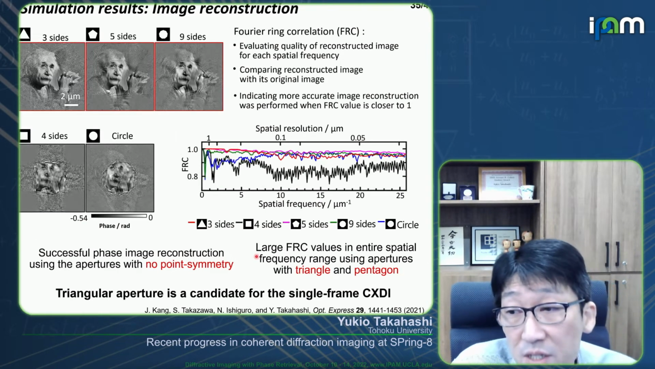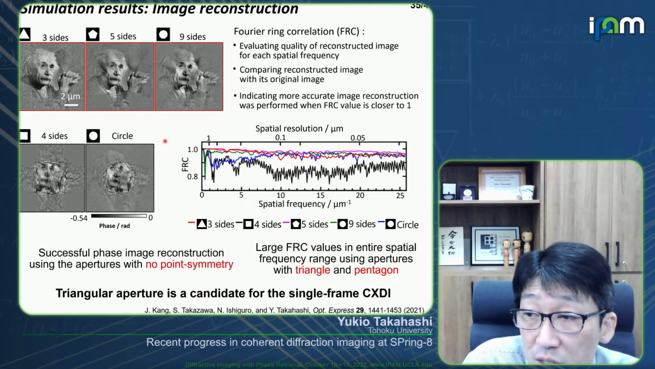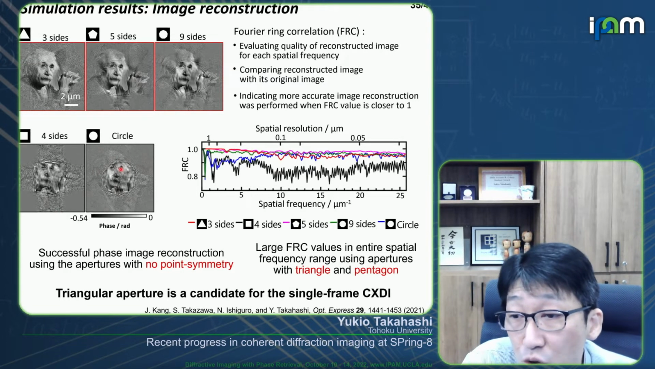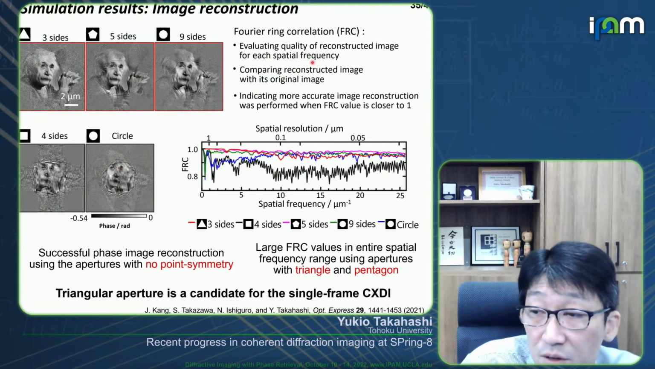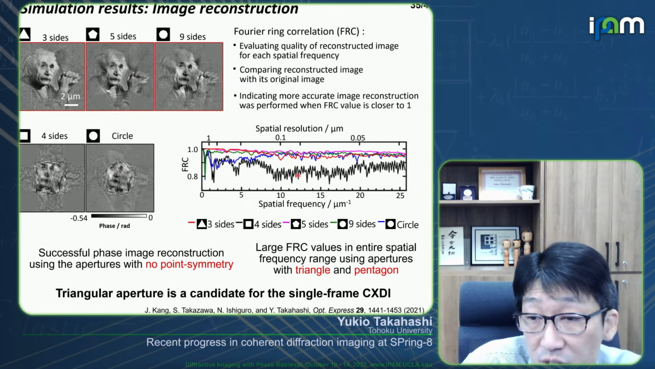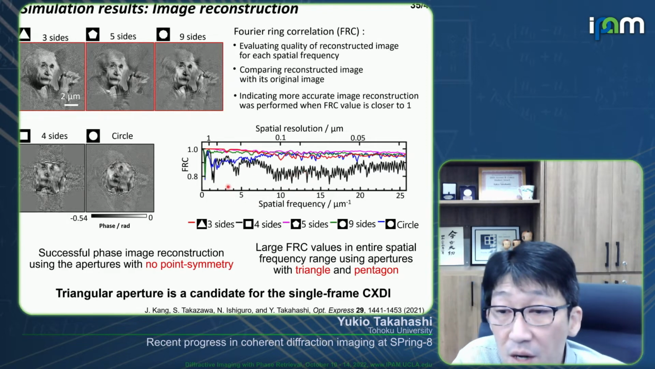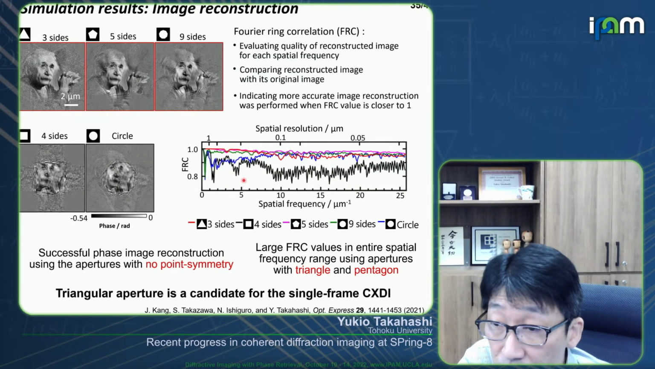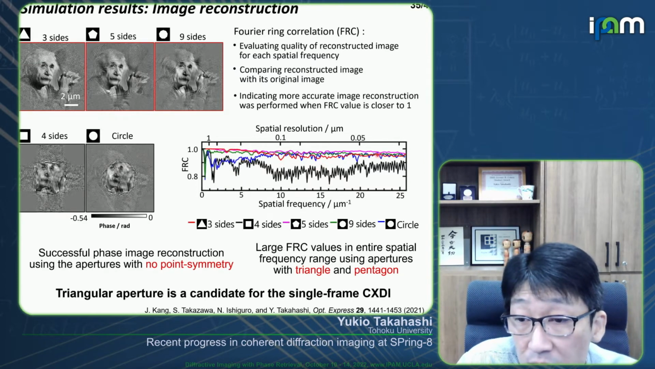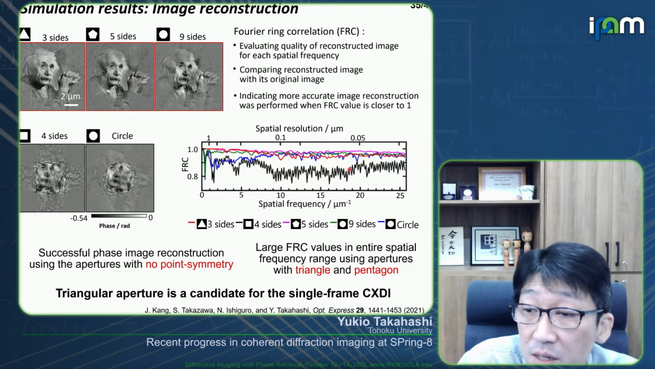So this is the result of the image reconstruction. The image is successfully reconstructed using apertures with non-point symmetry. On the other hand, it is not reconstructed with symmetrical apertures. The quality of the reconstructed images was evaluated using Fourier ring correlation, FRC. This graph shows the FRC values of each reconstructed image. As you can see, the FRC values of the images reconstructed using the triangular aperture and the pentagonal aperture are close to 1 over the entire spatial frequency range.